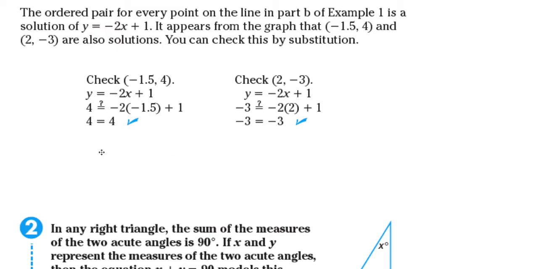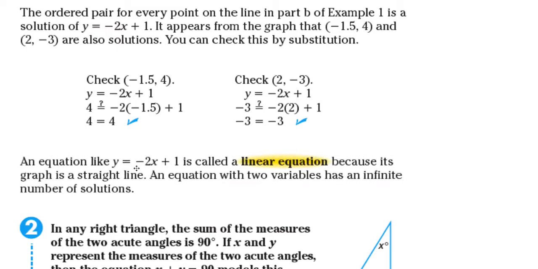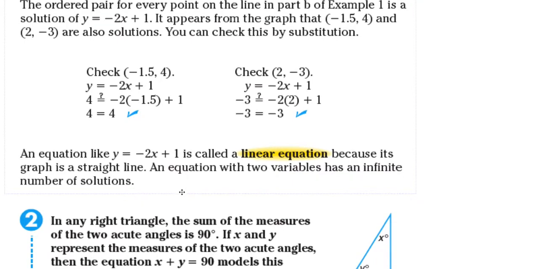Okay, so in this case, an equation like y equals negative 2x plus 1 is called a linear equation because its graph is a straight line. And that's why we call it a linear equation, because it creates a straight line. An equation with two variables has an infinite number of solutions. So in this case, a linear equation will have an infinite number of solutions.